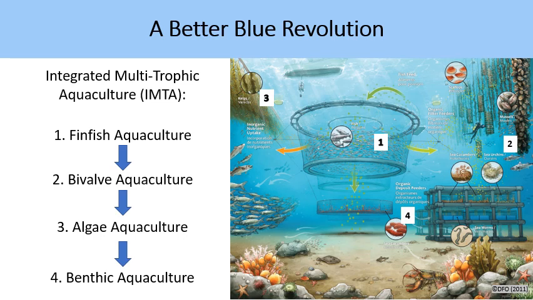The final trophic level is occupied by benthic aquaculture, in which species of invertebrate and crustacean are cultivated below the farm in order to consume falling detritus. This should reduce the impact of fish farming on seafloor habitats and protect benthic environments around the farm.